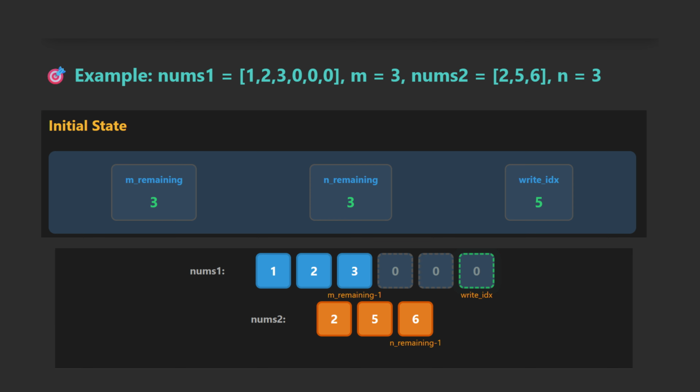Alright, before we jump into the action, let's hit the brakes for a second. I want you to seriously pause the video right now. This slide, with its three main variables, is the key to everything we're about to do. Make sure you understand what m remaining and n remaining are counting and where that right index is pointing.